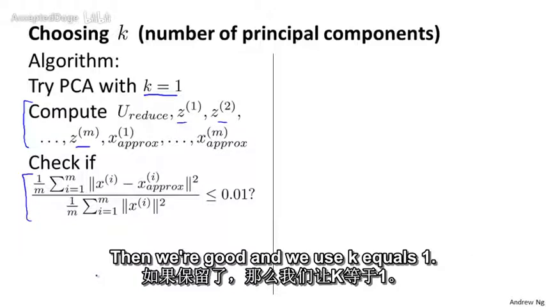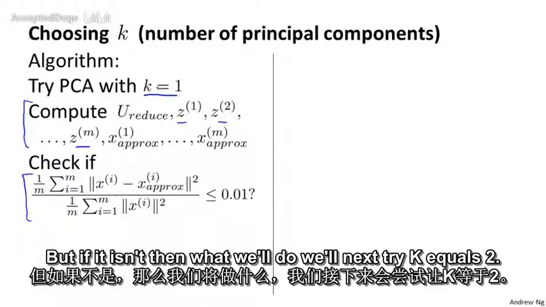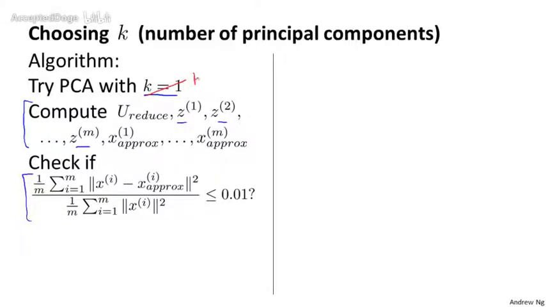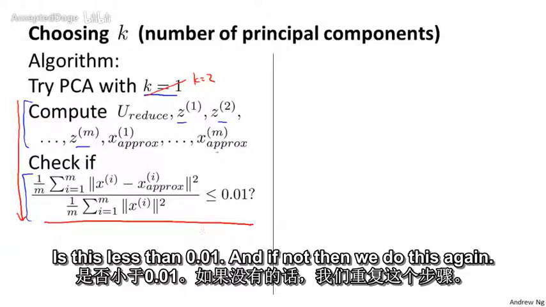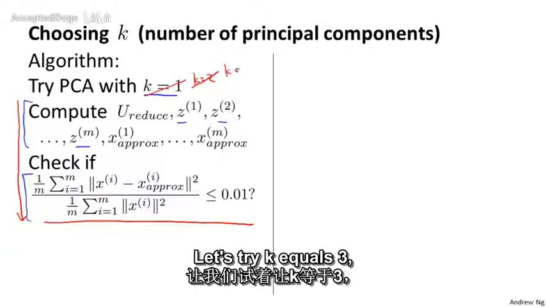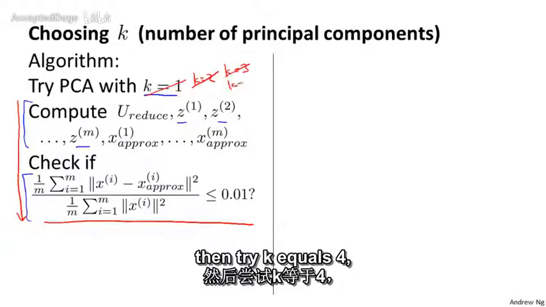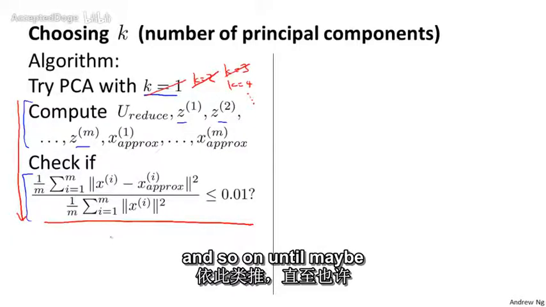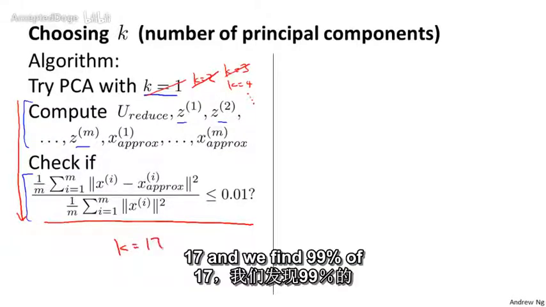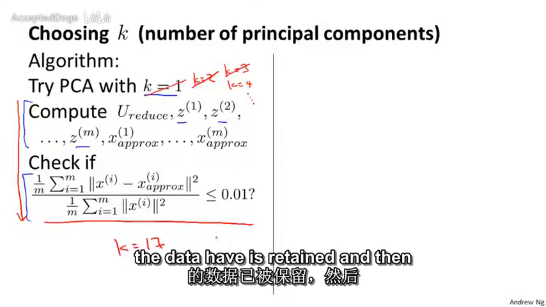Then we're good, and we'll use k equals 1, but if it isn't, then what we'll do is we'll next try k equals 2. And then we'll again run through this entire procedure and check, is this expression satisfied? Is this less than 0.01? And if not, then we do this again. Let's try k equals 3, then try k equals 4, and so on until maybe we get up to k equals 17 and we find that 99% of the variance is retained, and then we use k equals 17.